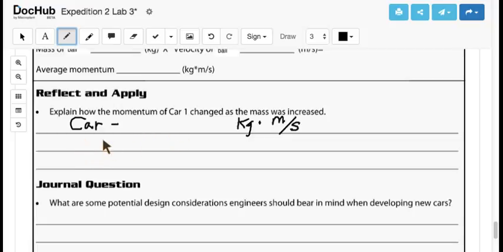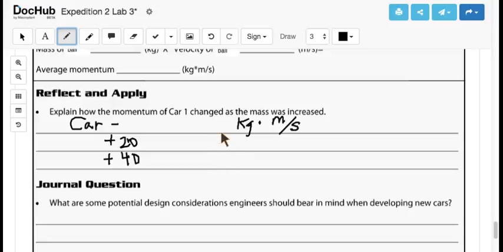What was the car plus 20 pennies? What was the momentum calculated to be? What was the car plus 40 pennies? And how much did it increase each time? So be specific on your values, and that will make sure you get all of the credit you can get on this problem.